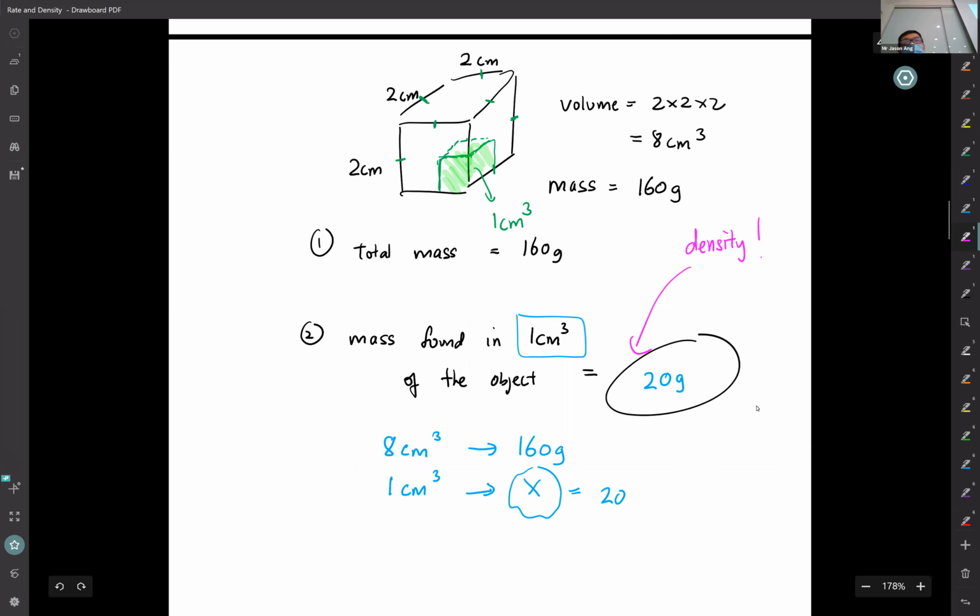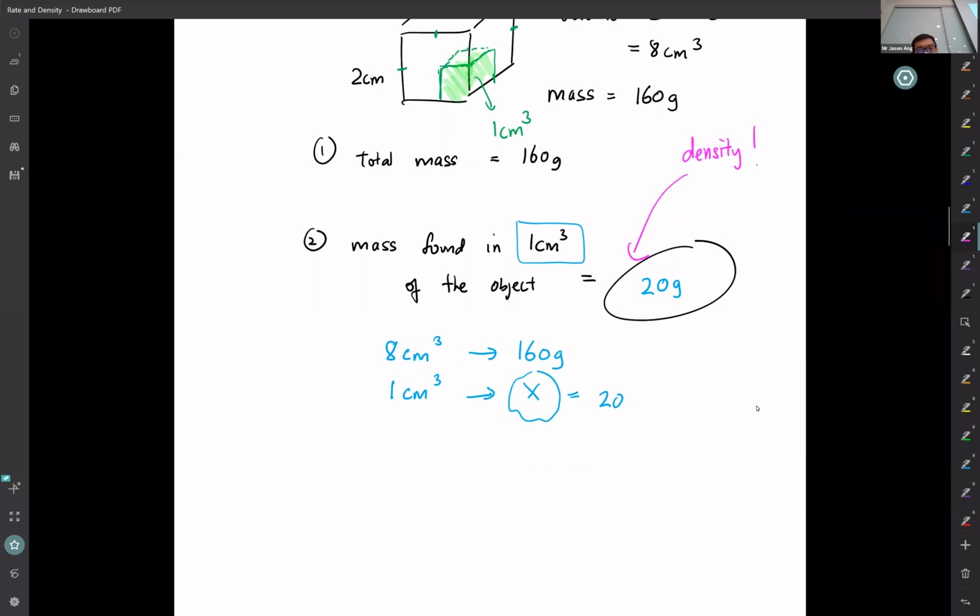This is what density means. Density means 1 cm cube, how much mass do you find inside? I say it again: density means 1 cm cube, how much mass you find inside. That is called density. You understand? I say one last time: density means in 1 cm cube, how much mass I can find in there. That is called density.